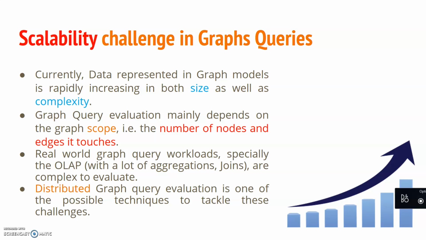Graph query evaluation mainly depends on the graph scope, which means the number of nodes and edges it will touch while evaluating the query. Therefore, it might take unexpected times, especially with the complex OLAP query workloads. Thus, distributed graph query evaluation is a kind of solution to tackle such scalability issues.